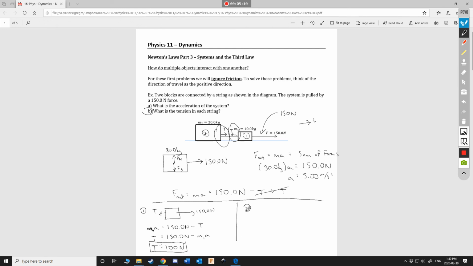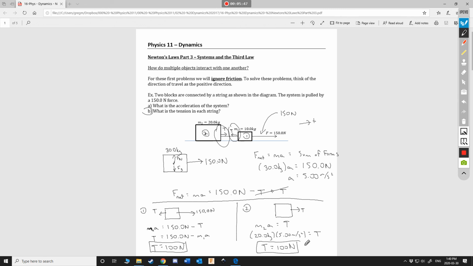At the same time, I could look at block 2 instead. If I look at block 2, there's just that tension force. The 150 is only directly acting on block 1. Block 2, though, has just that tension force. So the equation for this one is m2 times A is equal to T. That's my equation. This T is pulling this thing forward. The mass is 20.0 kilograms. The acceleration was 5.0 meters per second squared. That's equal to T. Please notice how T is equal to 100 newtons.